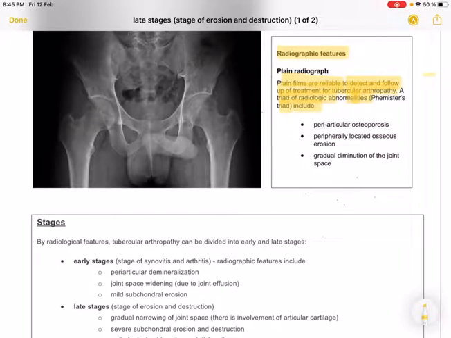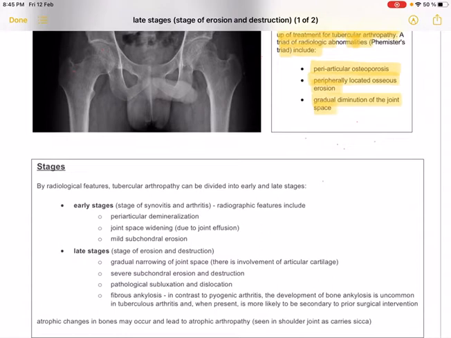So the features are pre-articular osteoporosis because of the inflammatory cytokines, peripherally located osseous erosion, and a gradual diminution of the joint space. So all these features will help you say that yes, here an inflammatory process has started, and here arthritis has started.